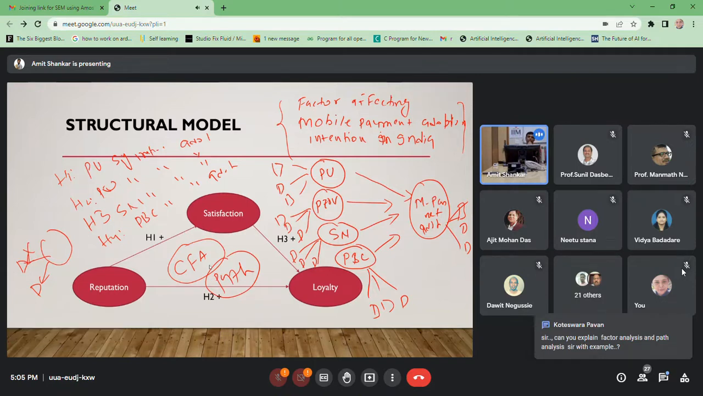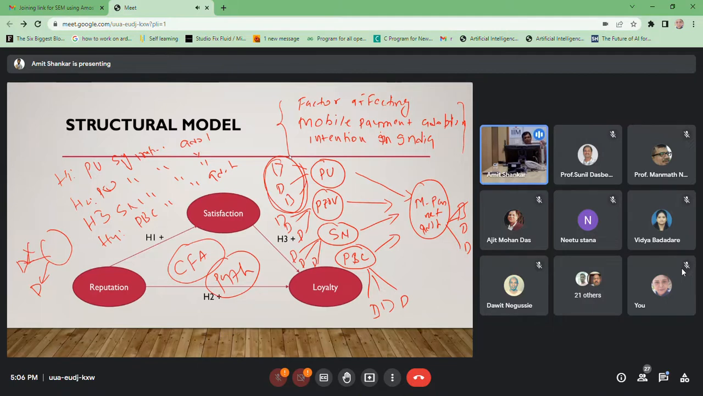Path analysis, and definitely we have a whole session on confirmatory factor analysis. In confirmatory factor analysis, we will not check any relations. We will just check if these three items PU1, PU2, PU3 are reliable, meaning whether they are the right items or right questions to measure PU or not. That's it. Our objective is done.